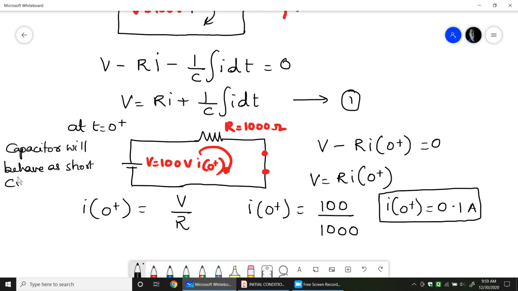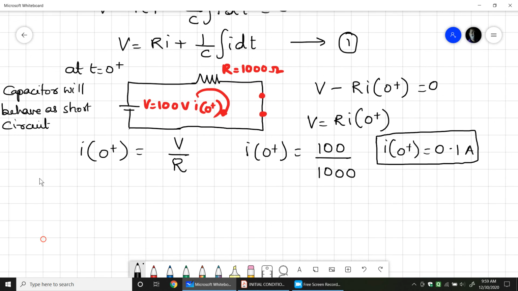So as the capacitor behaves as a short circuit, we are going to short that capacitor, and then we are going to write the equation for that particular circuit. So we get V minus R into I of 0 plus equals 0. Therefore V equals R into I of 0 plus. Therefore I of 0 plus equals V by R. Therefore I of 0 plus is 100 by 1000, which is I of 0 plus equal to 0.1 amps.